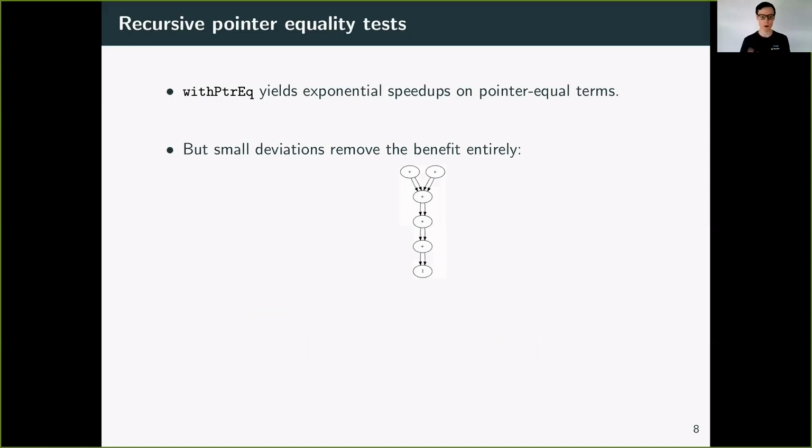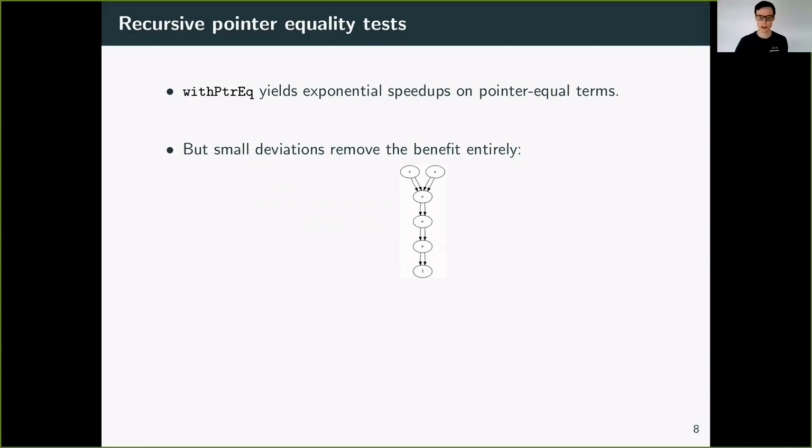But small deviations from pointer equality remove the benefit entirely. So this is an illustration of two terms that share, memory pointers share, an enormous tower, but their heads are actually different. So they are not themselves pointer equal, even though their children are. So a single call to withPointerEq will just see that they're not pointer equal and fall back on recursive structural equality.